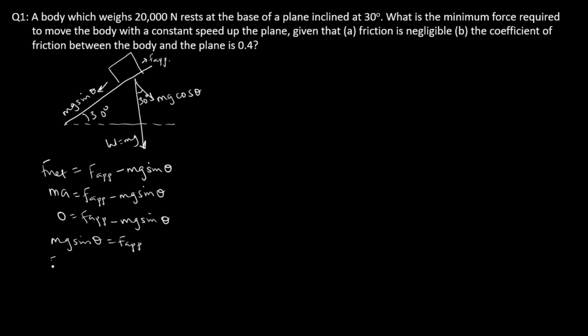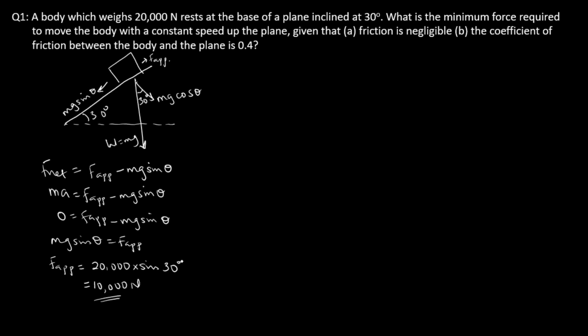As such, the force that we need to apply to move this body up at a constant speed is given by mg, that is the weight, which is 20,000, times sine theta, sine 30. Okay, sine 30 is 0.5. If we multiply that with our 20,000, we'll have 10,000 newtons.